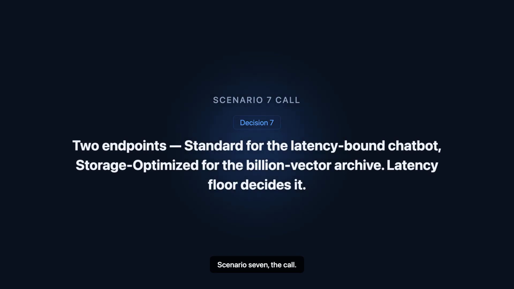Scenario 7. The call. 2 endpoints, not 1. Standard for the latency-bound chatbot, storage optimized for the billion vector archive. The latency floor is the line that decides. Anything below it can't run on the freight train, no matter how cheap the storage is.